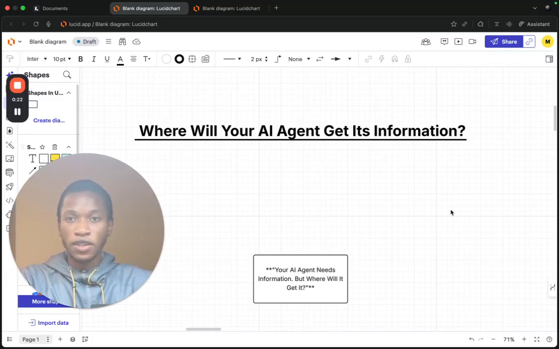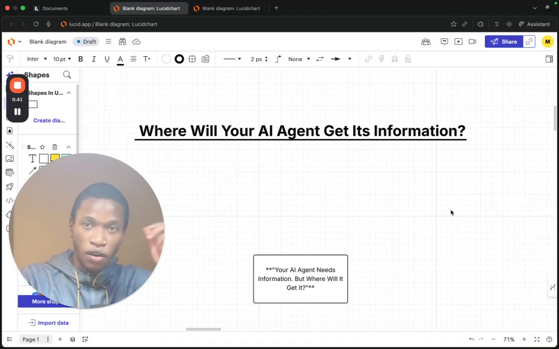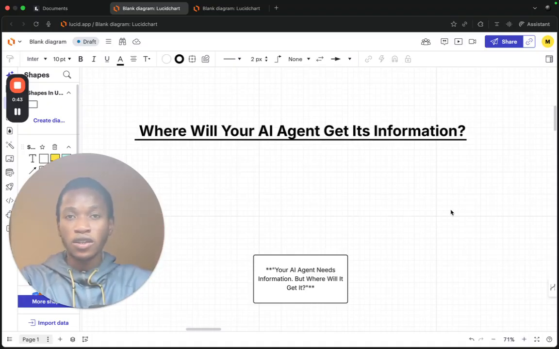So you've decided to build an AI agent for your business. You're excited about the possibilities, but let me ask you this. Have you ever hired someone without knowing what job they're going to do? That's what most founders do with AI. They build an intelligent agent, but never clarify what information this agent needs to actually do its job.